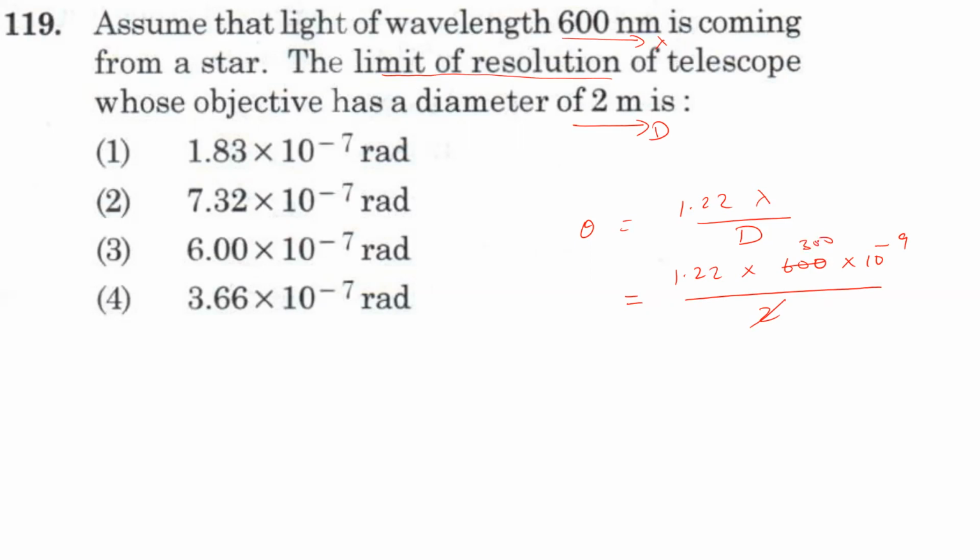Now 300 is 3 into 100, so with 10 power minus 9, if we cancel, we get 10 power minus 7. This 3 into 1.22 is 3.66 into 10 power minus 7. Angle we are measuring in SI unit is radian. So for the 119th question, the fourth option is correct.